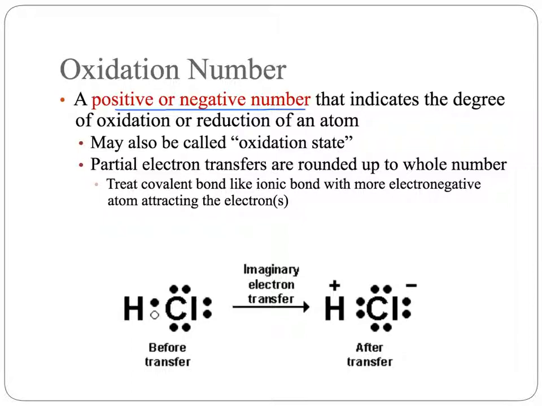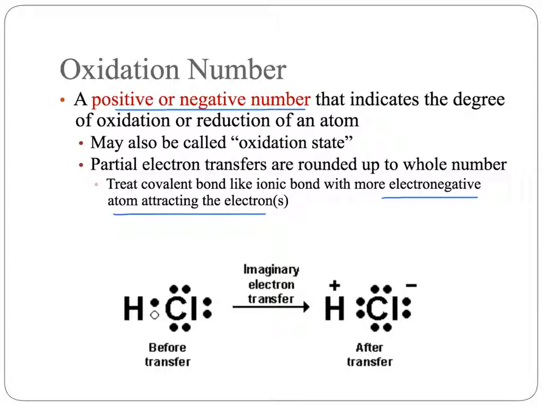And notice, since in covalent compounds we're having an unequal sharing of electrons, not a complete transfer, we actually treat them as if they're ionic bonds, so that the more electronegative atom gets the credit for attracting the entire electron. Or in a sense, we're just rounding up the electrons to the nearest whole number. The partial sharing, well, that becomes counted as a whole number.